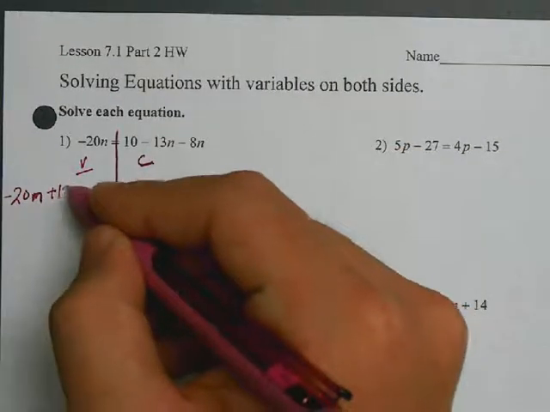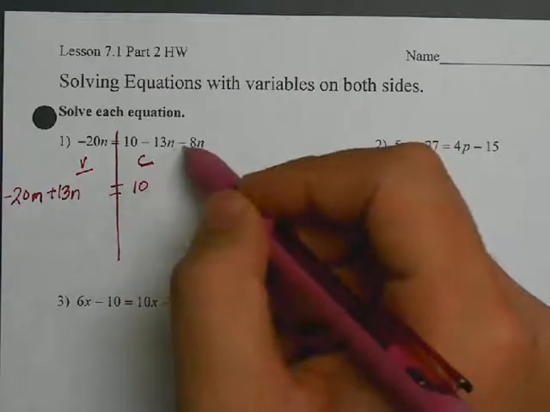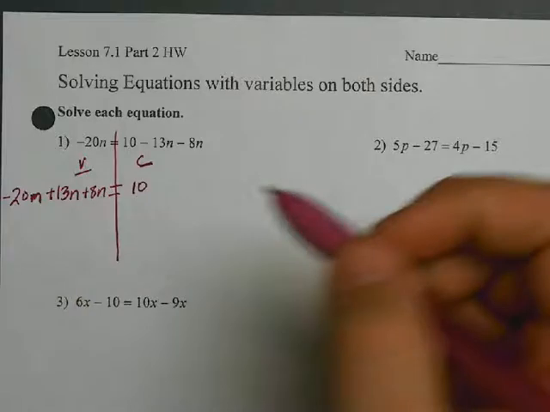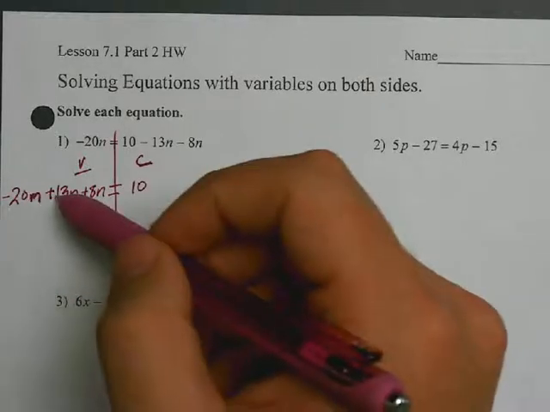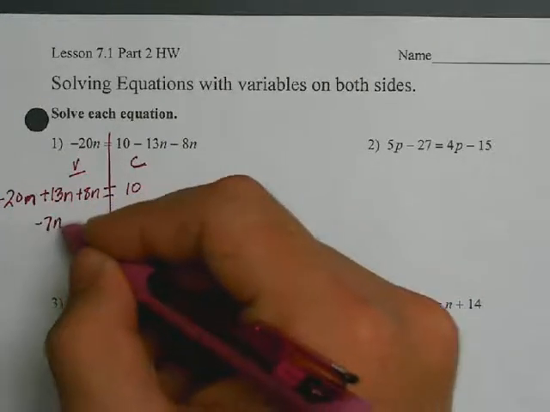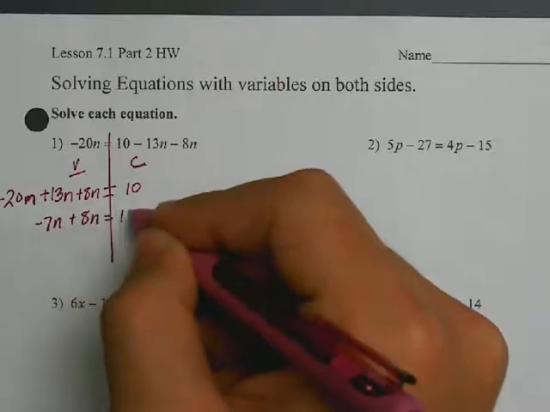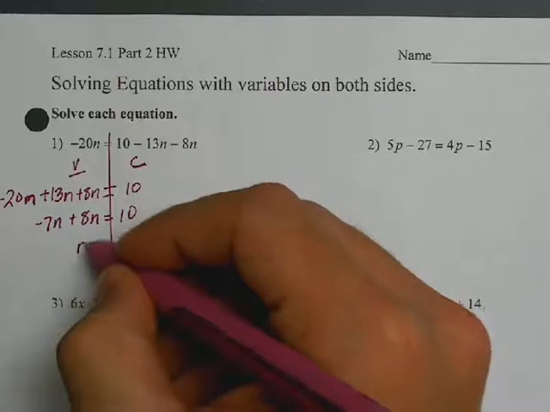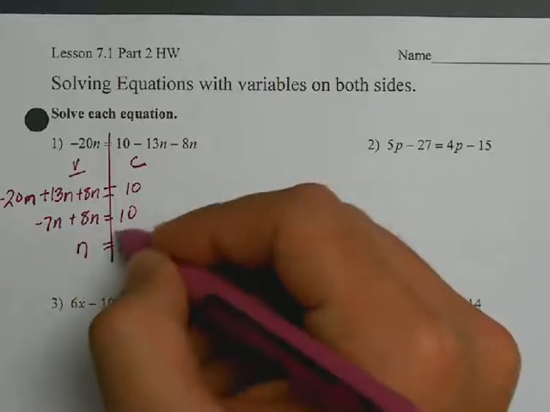So now it's a positive 13n, and negative 8n is a variable, so move it over and change the sign to a positive. Then we have negative 20 plus 13 would be negative 7n plus 8n equals 10, and then negative 7 plus 8 would be positive 1n equals 10. So your answer here is n equals 10.